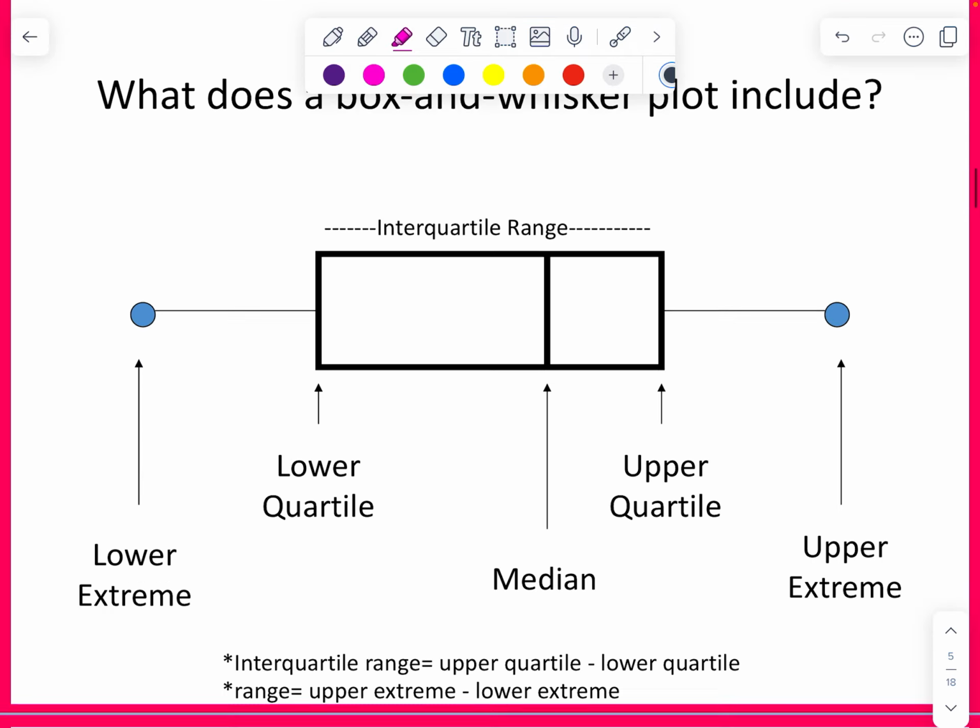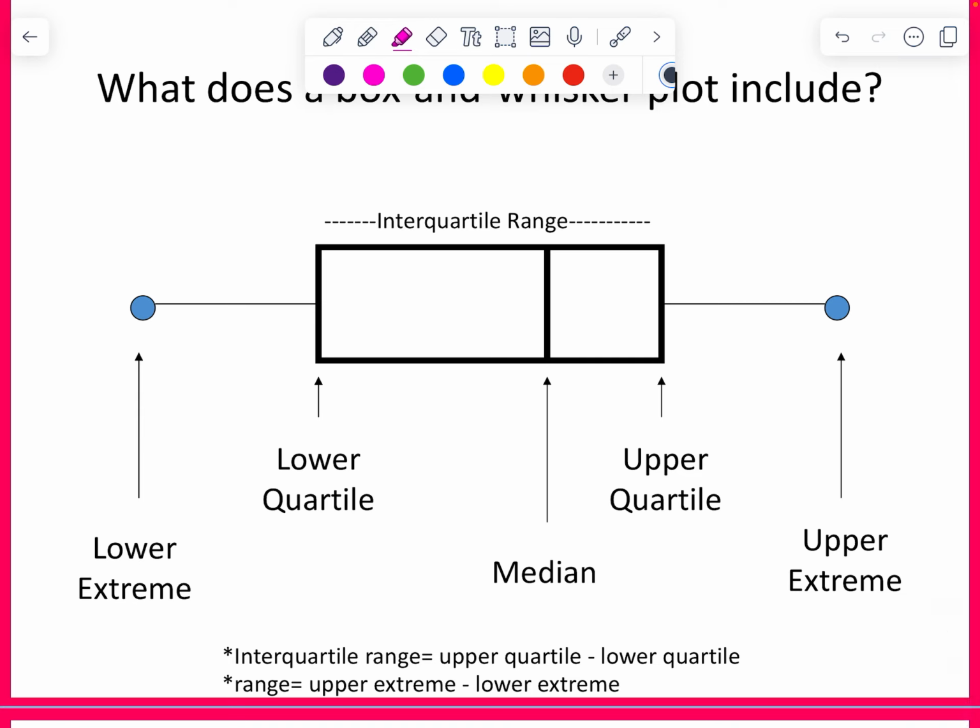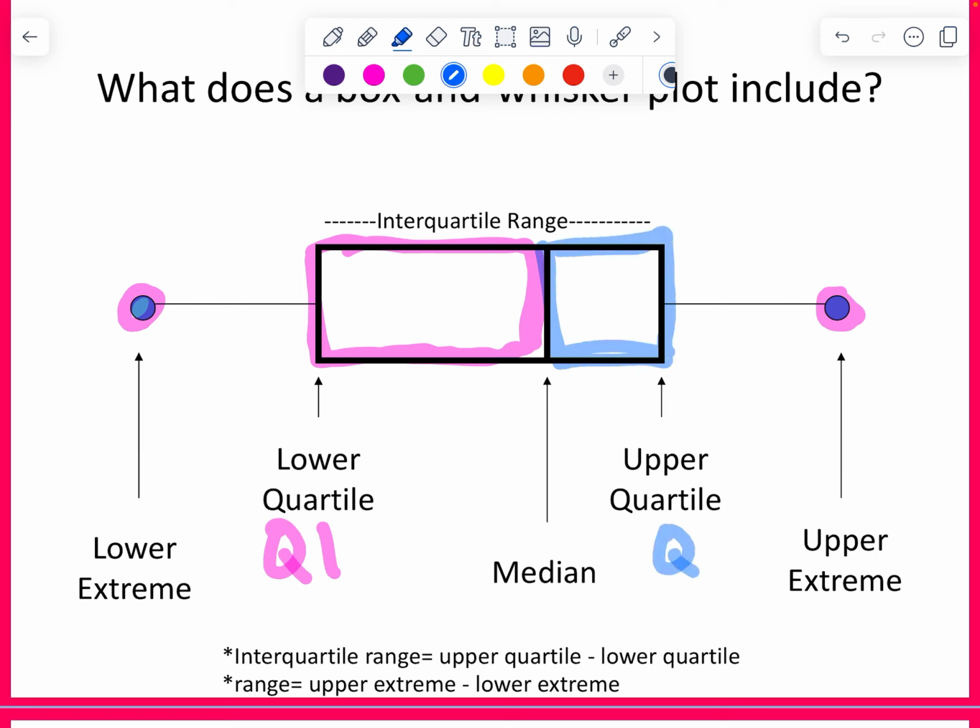So what does it include? So my lower extreme, my upper extreme, so those are the 2 on either end of my data. I have a lower quartile. We also call that Q1. I have an upper quartile. We also call that Q3 because my median is Q2.